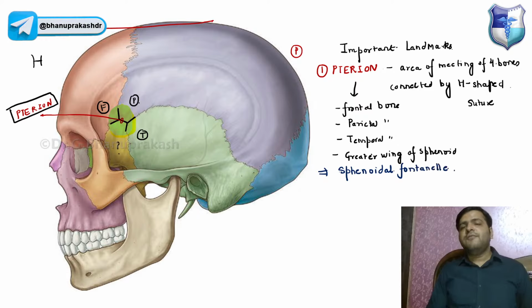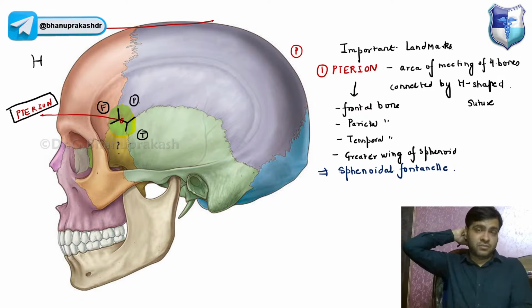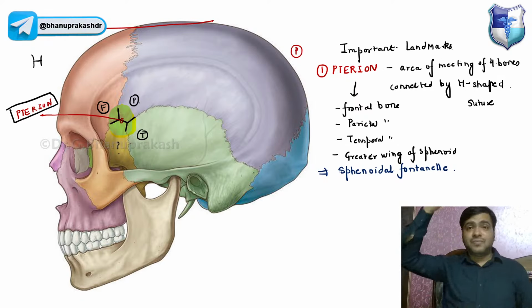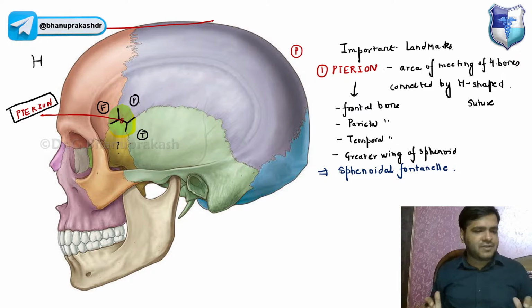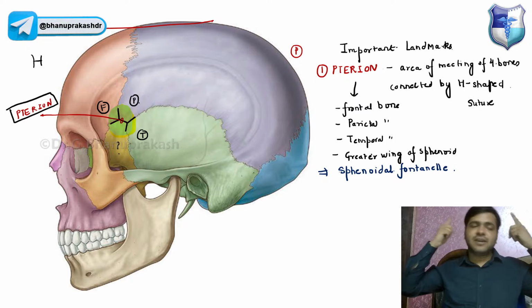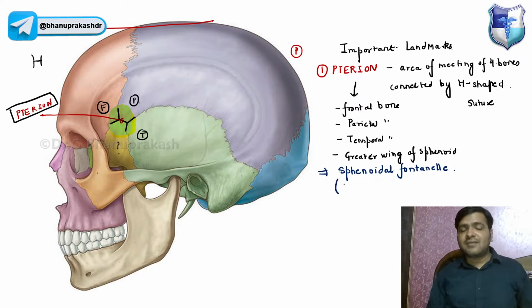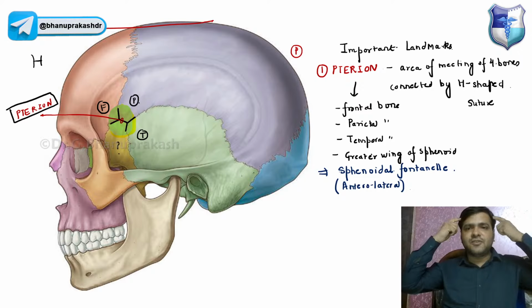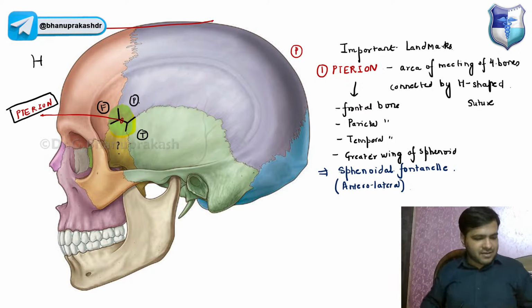We have discussed a fontanelle below the bregma and below the lambda. Can anyone tell me the name of that fontanelle? The sphenoidal fontanelle will be on both sides, right side also, left side also. These are also called anterolateral fontanelles. A newborn is always having these two anterolateral fontanelles. They are present anteriorly and on the lateral side, guys, right?